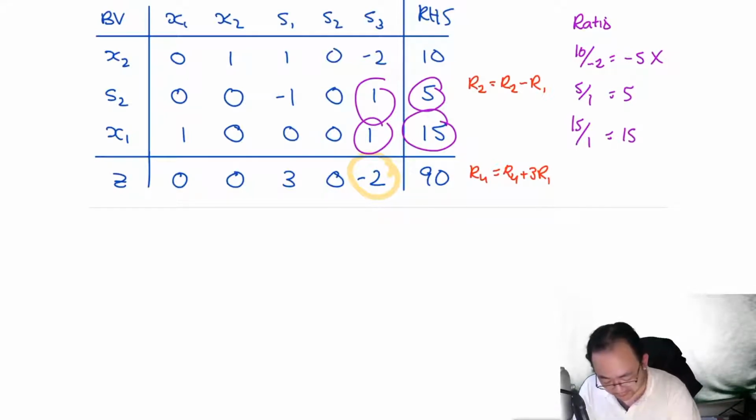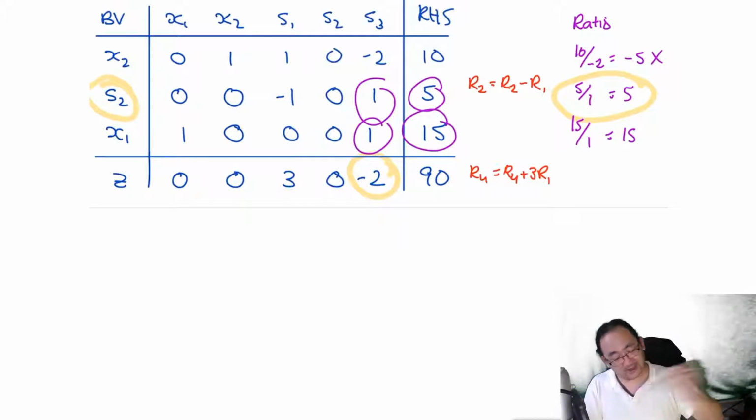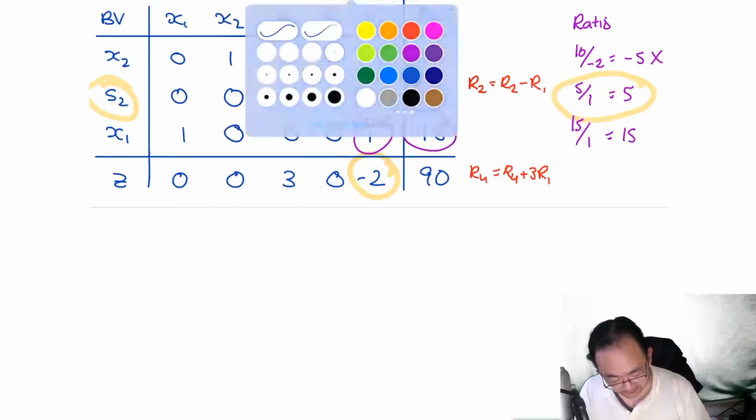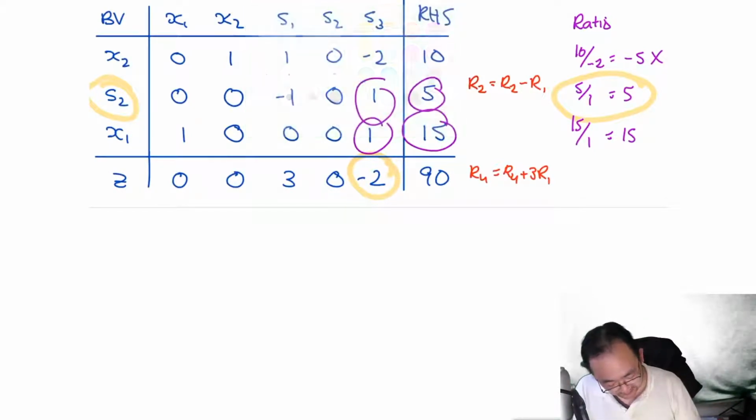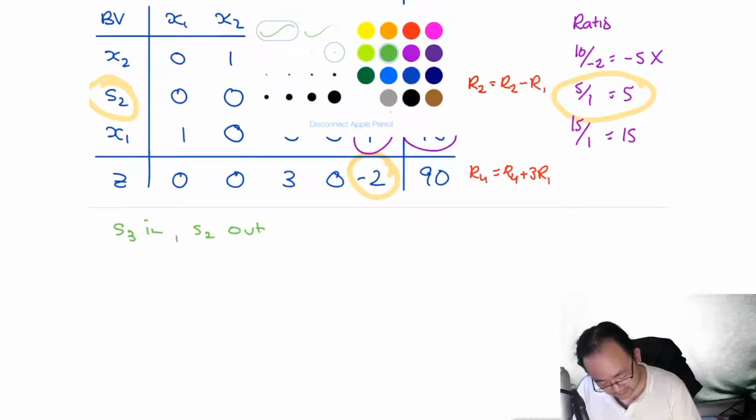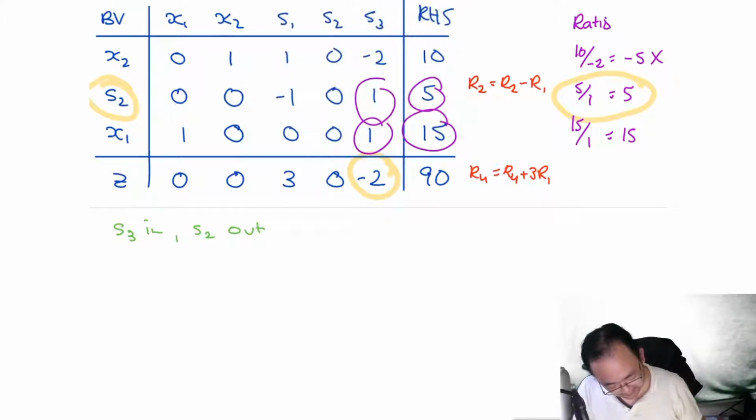So our lowest ratio is the 5 here, which means that S2 is going to be the variable coming out, and S3 is the variable coming in. So let's write this down. S3 in, S2 out. Alright, so now let's do the table again.